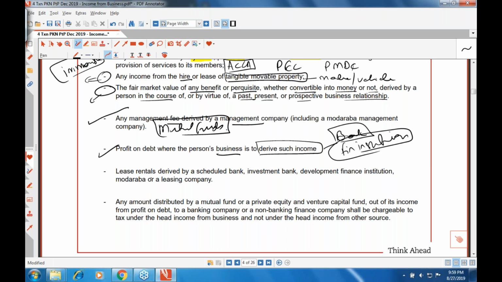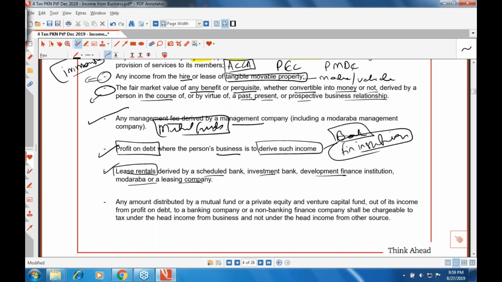What next is there? The lease rentals derived by a scheduled bank, investment bank, mudarba, or leasing company. So at times there are leasing businesses which lease out assets, could be homes, could be cars, whatsoever. That is all going to be considered as income from business.